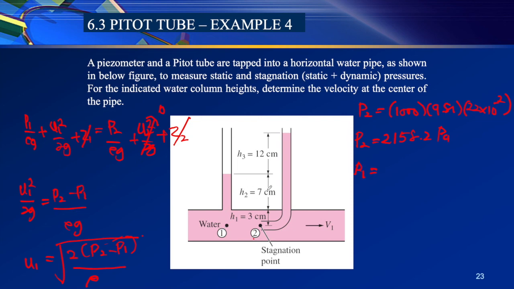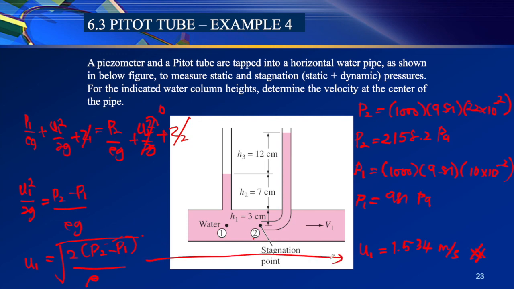P1, H2 is 7 plus 3. So we will have 10. So 1000 times 9.81 times 10. Okay. So you will get P1 equivalent to 981. That's cool. So substitute your value into this and you will get the value of U1. So 2158.2 minus 981, times 2, divide by 1000, square root. So your U1 is 1.534 meter per second. So you already answered this question, okay?